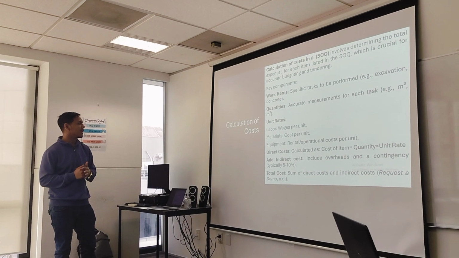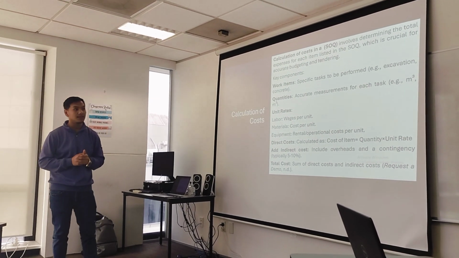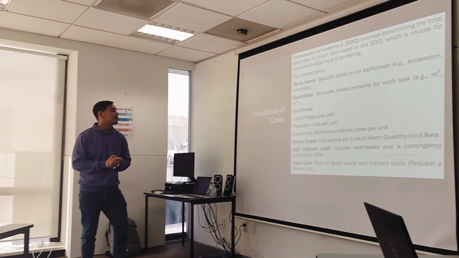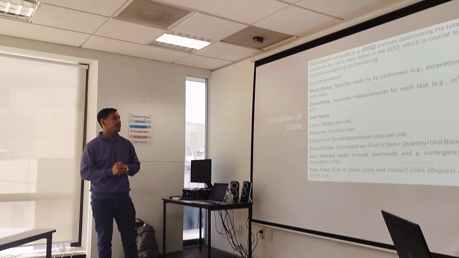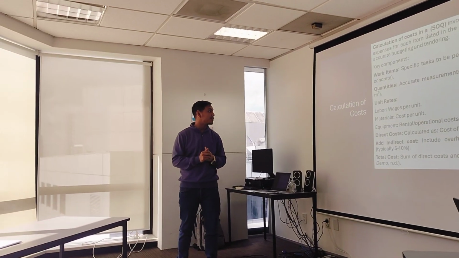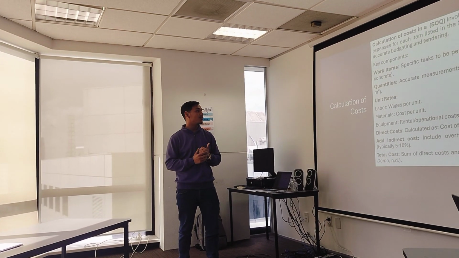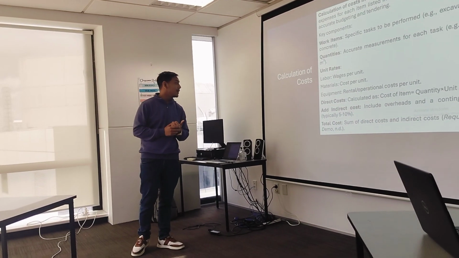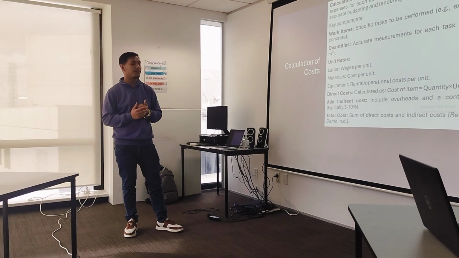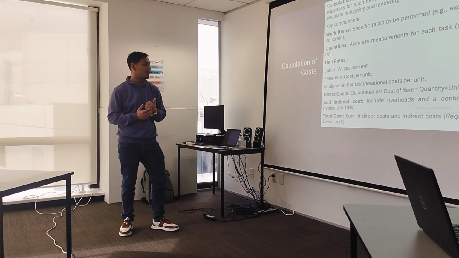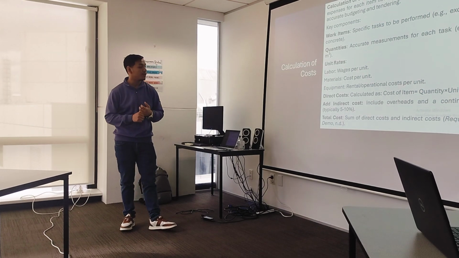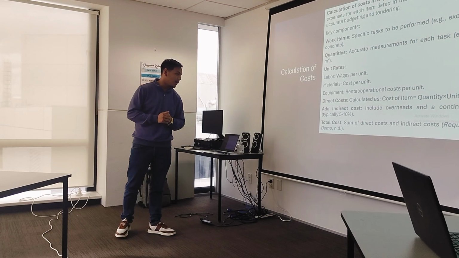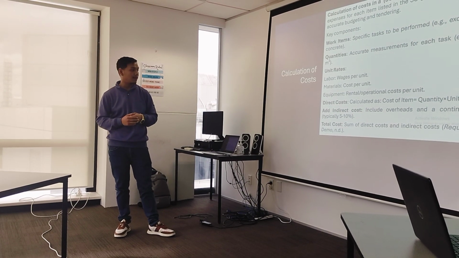Calculation of cost involves determining the total expense of each item listed in an SOQ. The key components are work items, the specific tasks to be performed like excavation and concrete, and quantities, the accurate measurement of each task in units such as cubic meters and square meters, along with labor cost per unit, material cost per unit, and equipment rental or usage per unit. We also need to add direct costs and indirect costs, such as overhead expenses like administrative rent.